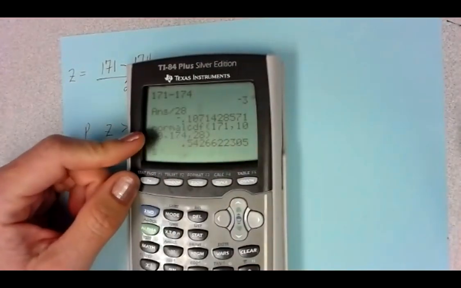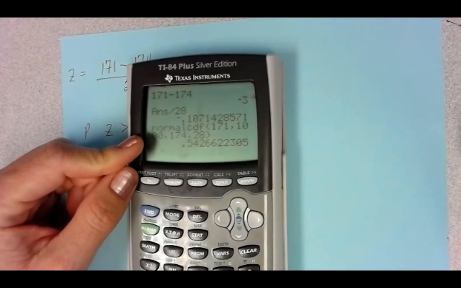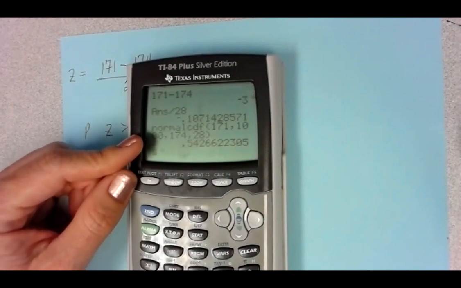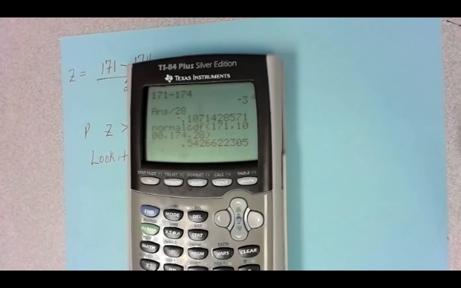So you can see here that I've already gone to normal CDF. My lower boundary this time, though, is 171 because it's greater than. So I'm starting at 171. I'm going to go up to positive 1,000 because it's a greater than. My mean is 174, and my standard deviation is 28. When I enter that, I get 0.5427.